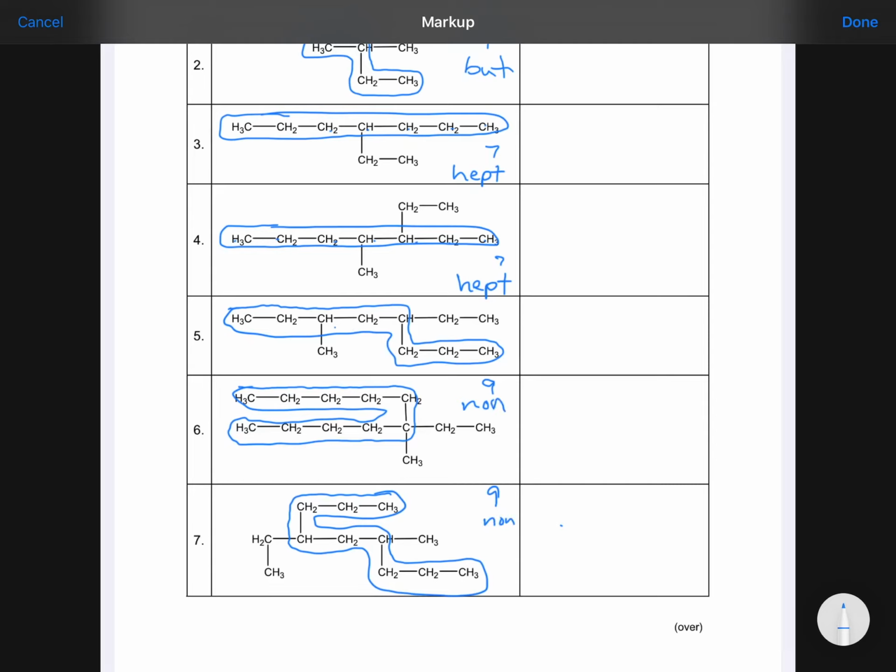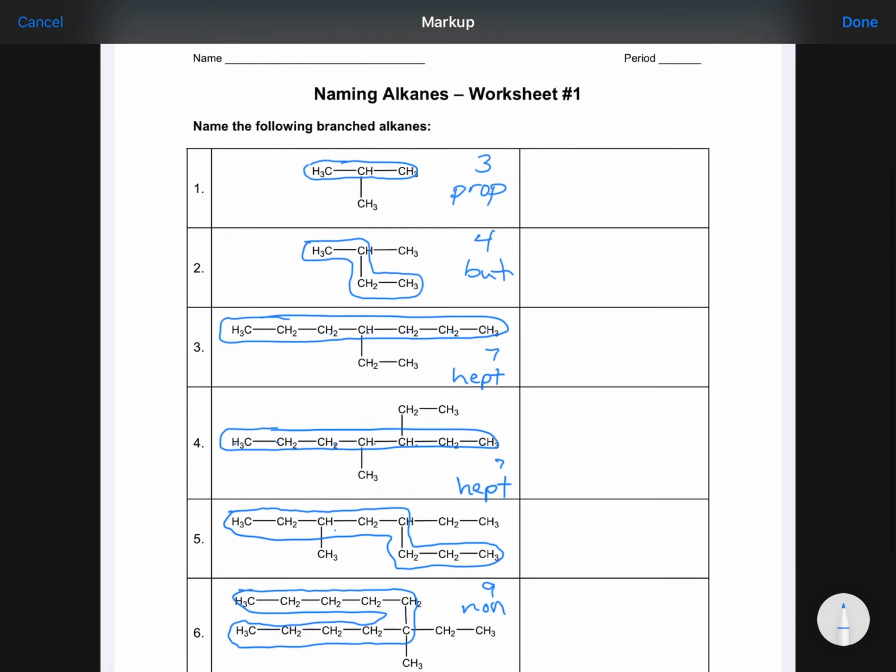Alright, the next thing you need to do is figure out what sorts of groups are attached. If you have a CH3 group attached, that is a methyl group. And if you have a CH2, CH3, that is ethyl. If we were to have a CH2, CH2, CH3, that would be propyl. And they have to do with those prefixes. The prefix for 1 carbon is meth, the prefix for 2 carbons is eth, and the prefix for 3 carbons is prop.